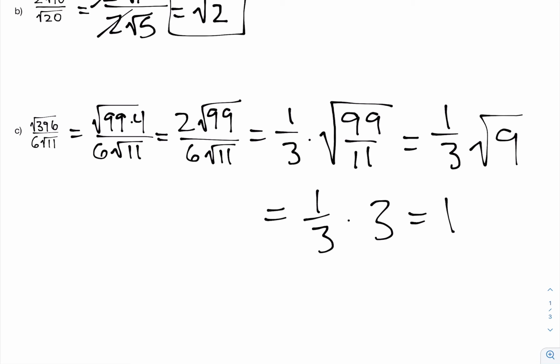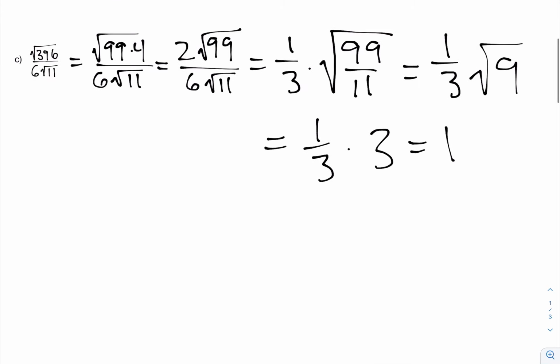So we had this weird expression, square root of 396 over 6 root 11, right? That must mean that if we divide them and it equals 1, 396 does equal the same as 6 root 11, because we're taking some number, dividing it by itself. That always gives us 1.